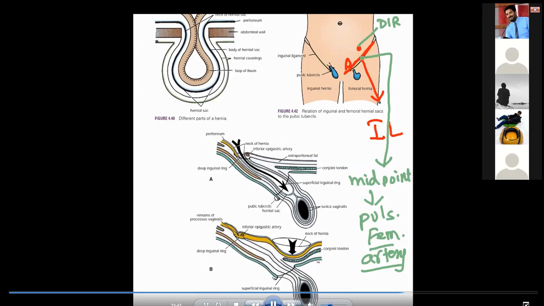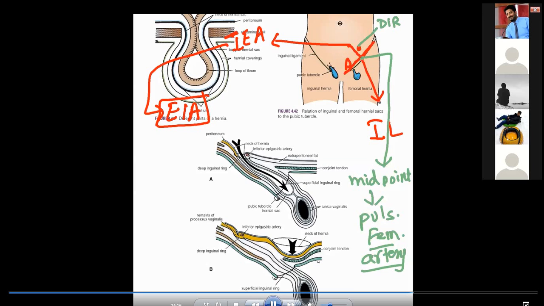Now see here. Here your arteries are present. Okay. So like this. So this is your inferior epigastric artery. Which artery? Inferior epigastric artery. You already know that inferior epigastric artery is a branch of your which artery? External iliac artery. Now see here.